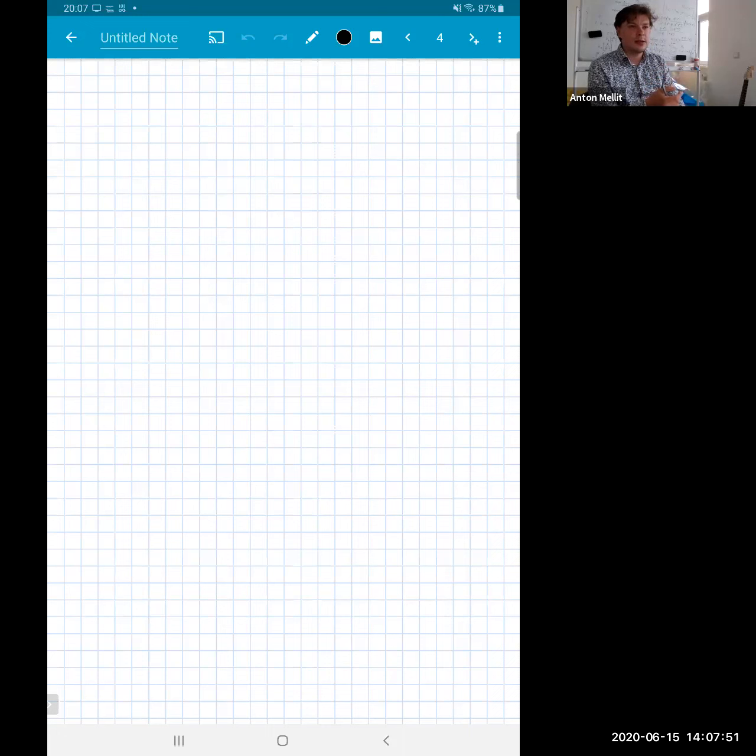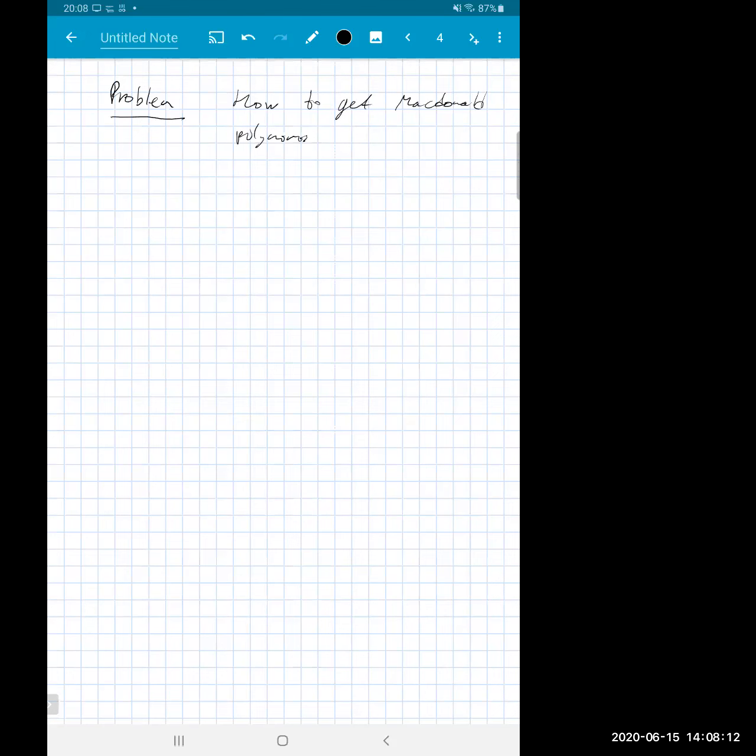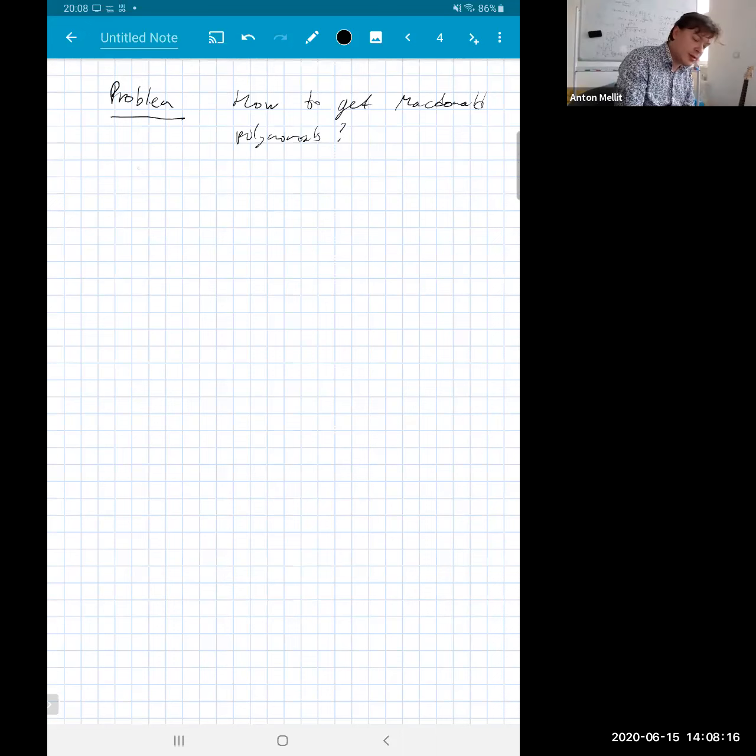So you see, we had this nice picture where we were studying nilpotent matrices and flags, and we got symmetric functions. And the problem I really liked is how to get Macdonald polynomials. So what are these Macdonald polynomials?